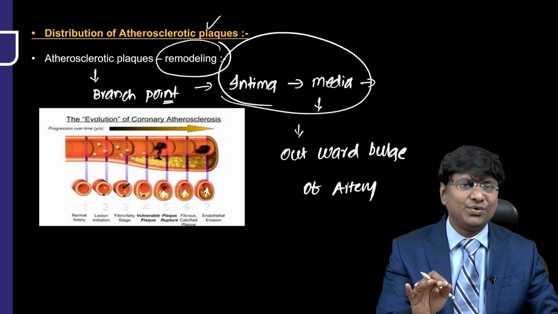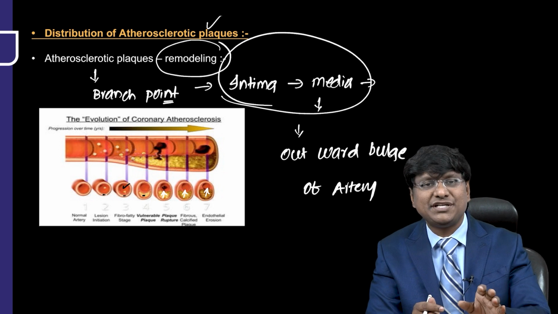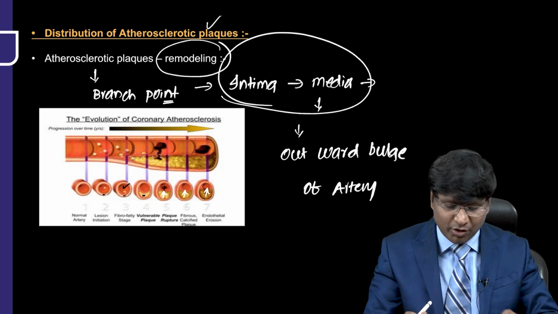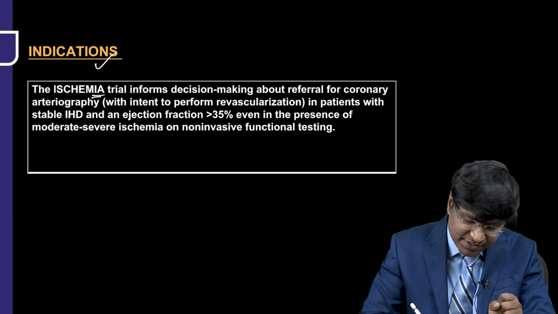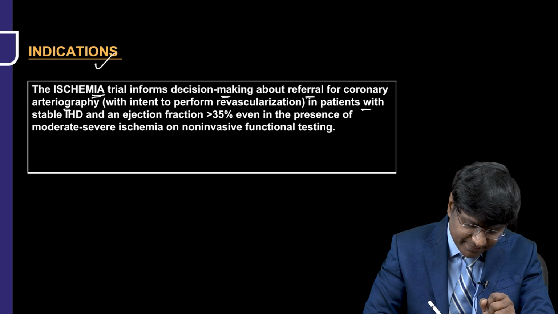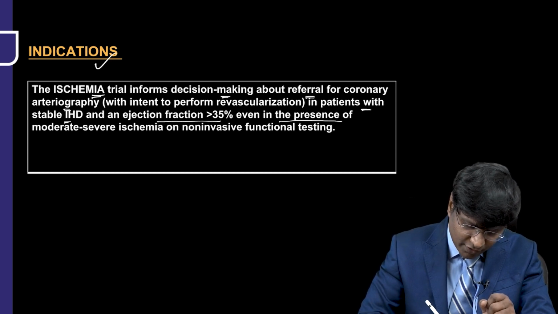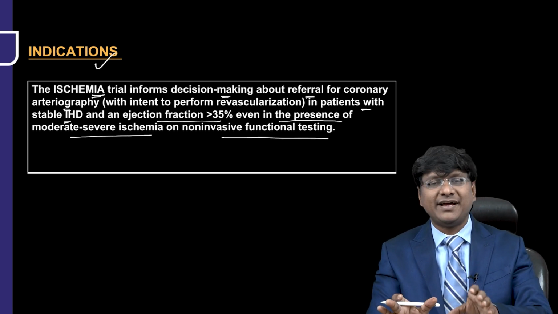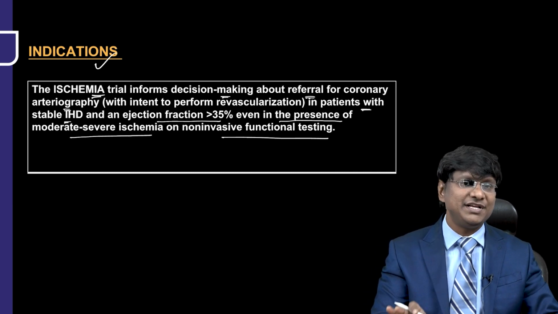Now you also need to know about the indications of coronary arteriography. Do all patients with ischemic heart disease require coronary arteriography? That is what is addressed by the ISCHEMIA trial. The ISCHEMIA trial informs decision making about referral for coronary arteriography in patients with stable ischemic heart disease and an ejection fraction more than 35%, even in the presence of moderate to severe ischemia on non-invasive functional testing.